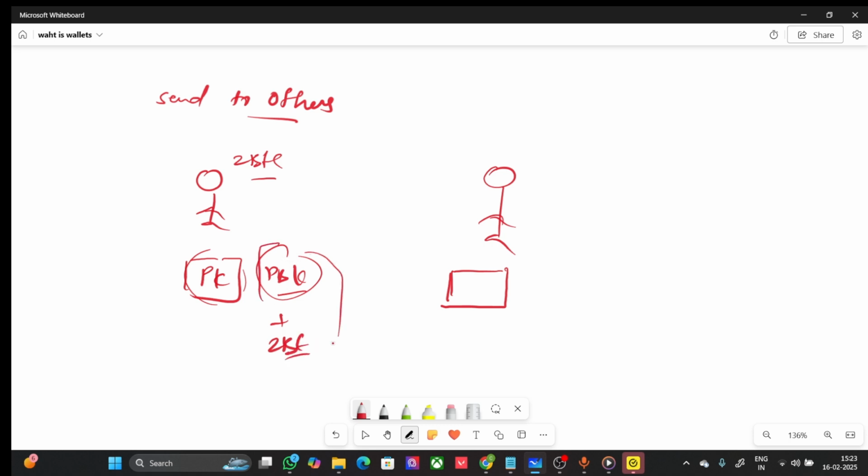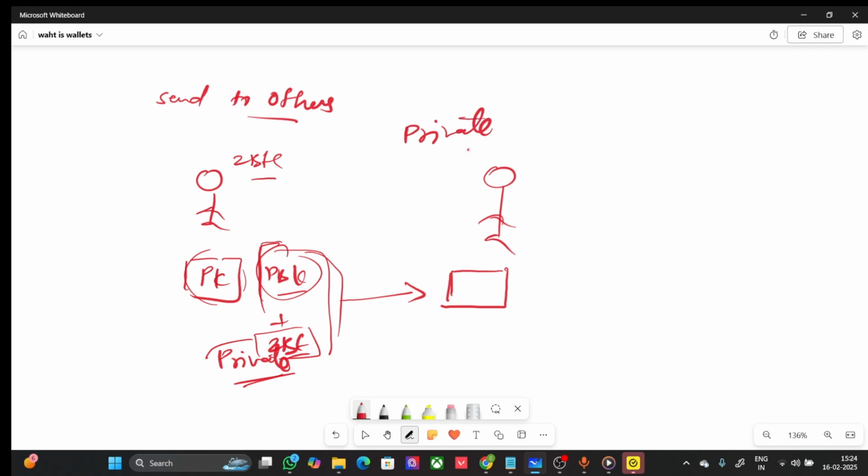Along with this, you will sign this transaction with your private key, which implies that you are the rightful owner of these 2 bitcoins to send it. After this, the amount will be credited to your friend. So whenever you want to send some coins, or it might be any cryptocurrency, to someone, you have to sign it with your private key.